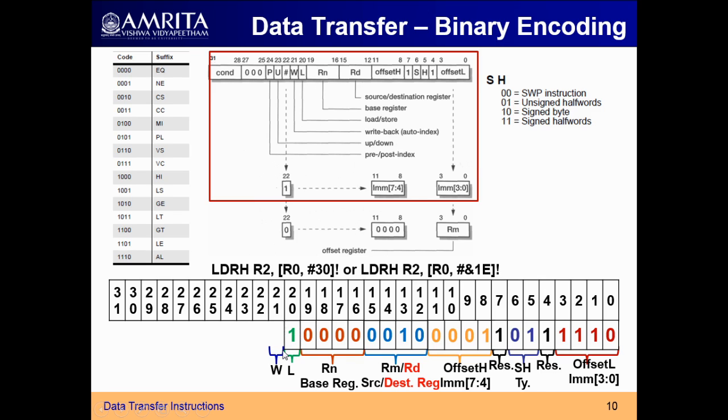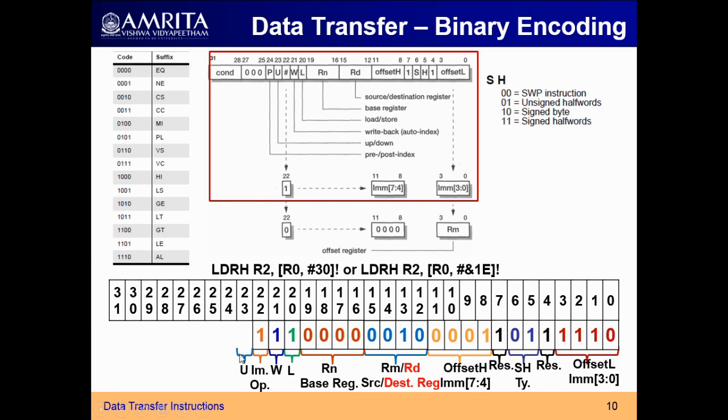Next bit will be used for representing write back. Here, since I am using exclamation, write back is there, so the W bit will be 1. Bit number 22 is used for representing whether you are giving an immediate offset or a register offset. Here I am using an immediate offset. So whenever I am using an immediate offset, in this case bit number 22 should be 1. You should keep in mind it should be 1. But in the other unsigned byte and word it was 0. But here it should be 1.